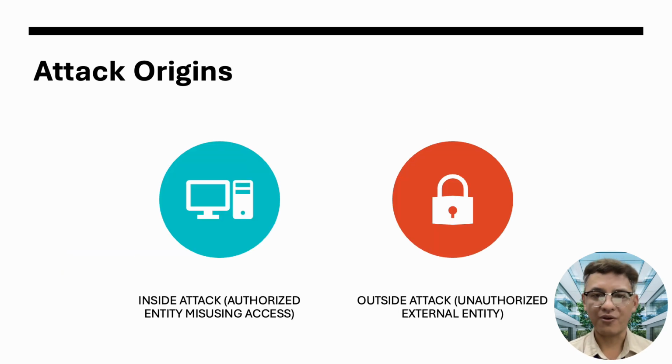Another critical aspect of understanding computer security involves recognizing where threats originate. There are two main origins. Inside attacks occur when individuals with authorized access misuse that access intentionally or unintentionally. These insiders could be employees, contractors, or anyone else granted legitimate permission who abuse their privileges to cause harm or access unauthorized information. Outside attacks are initiated by external entities without legitimate access, such as hackers, cybercriminal groups, or even foreign entities.